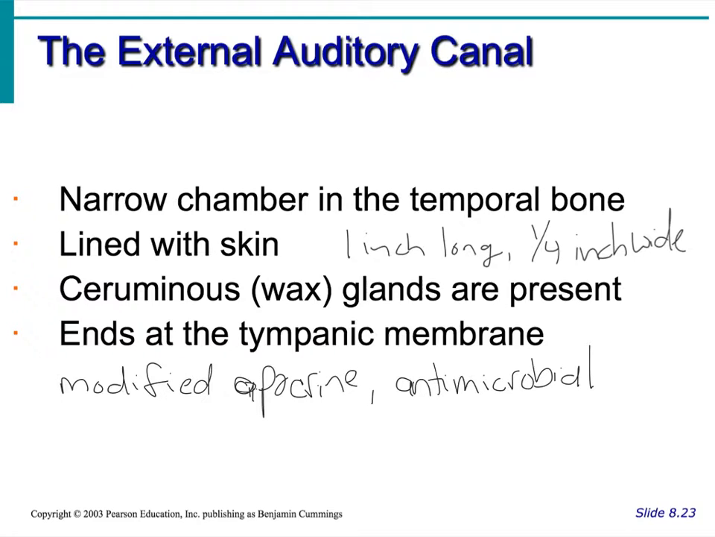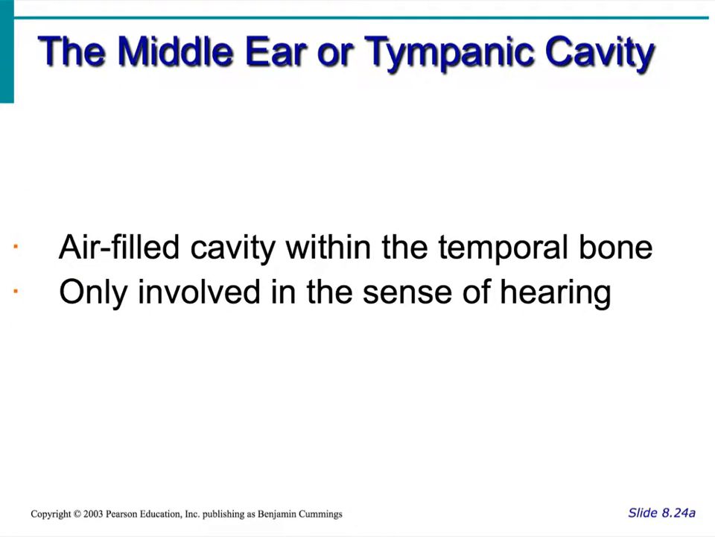Your external auditory canal, your outer ear, ends at your eardrum, which is your tympanic membrane. This is your eardrum. And past your eardrum becomes your middle ear. Your middle ear is filled with air. It's only involved in the sense of hearing, meaning your inner ear has two functions, hearing and equilibrium. Your middle ear is only involved with your sense of hearing.